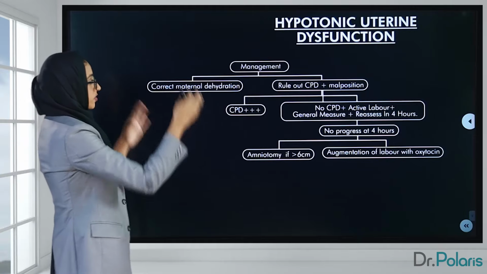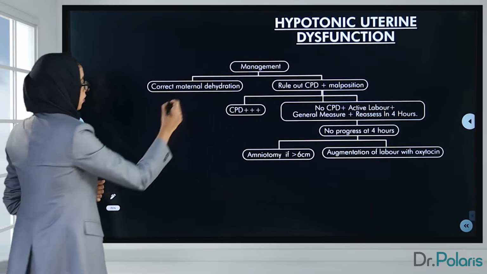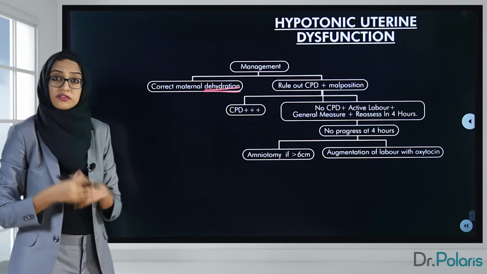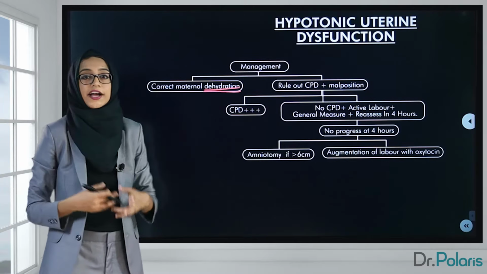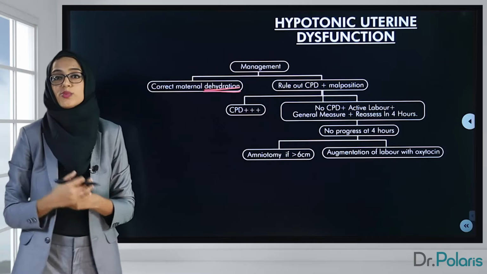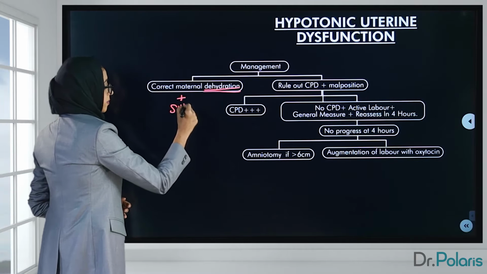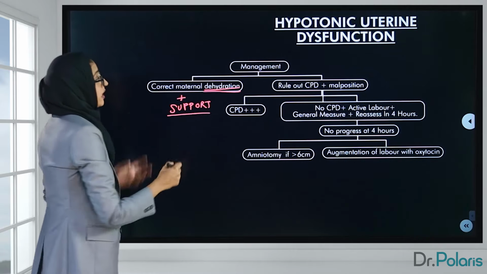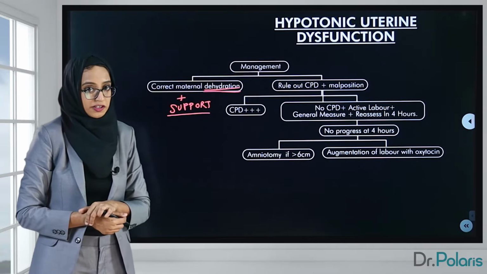So now let's go into the management. Most of the times hypotonic uterine dysfunction is because of dehydration or exhaustion. So if you have realized that now the new partogram takes into account maternal hydration status and emotional well-being. So by ensuring that she's well hydrated and supported during labor, that she's got both emotional and physical support, that itself will be able to take care of most of your causes of hypotonic dysfunction.